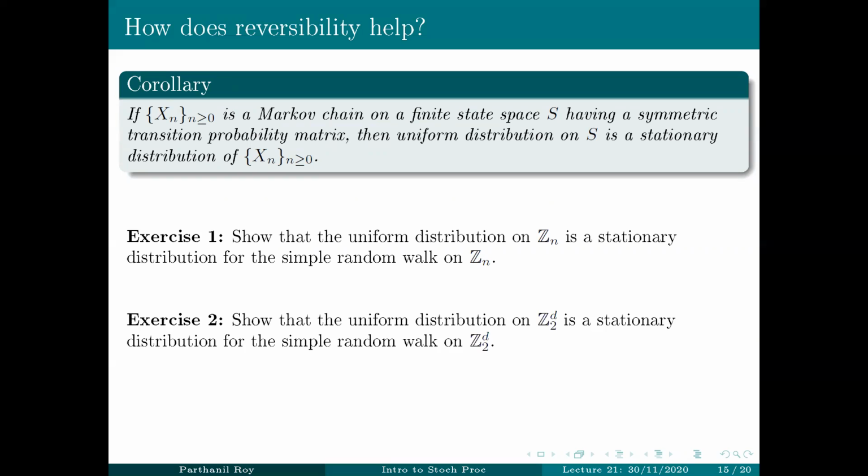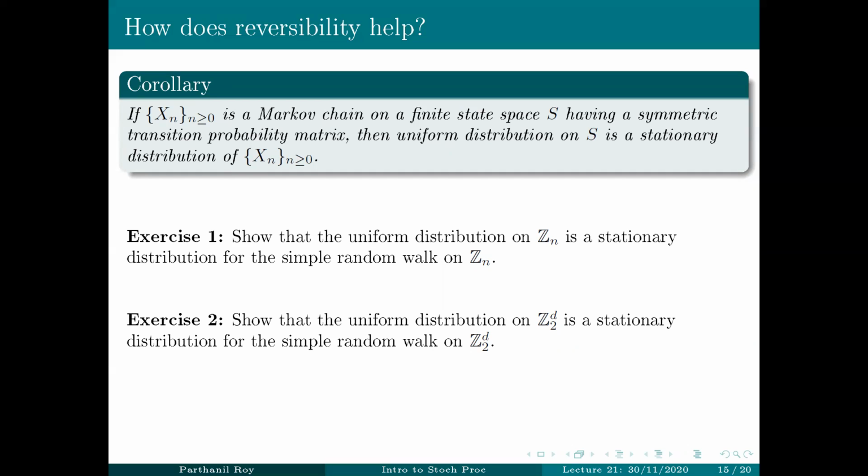Now, here are two exercises. Show that if you consider simple random walks on Zn and also on the group Z2 power D, in both cases, you can check that the one-step transition matrix is actually symmetric. And therefore, the uniform distribution would be a stationary distribution in both cases. So in the first case, the uniform distribution on Zn is a stationary distribution. In the second case, the uniform distribution on Z2 power D is a stationary distribution.